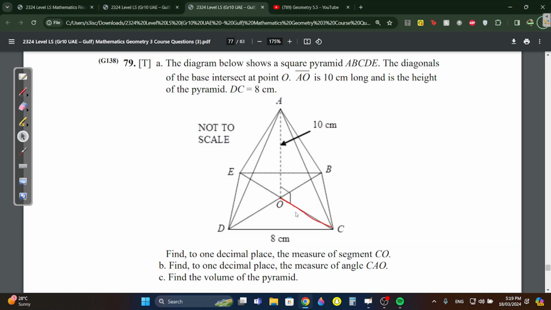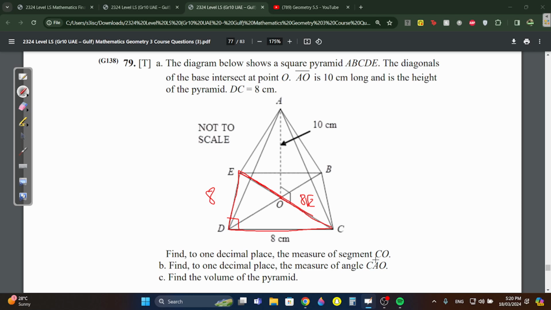So this segment CO is the red one, right? But it's part of a diagonal. When working with diagonals in a square, I like finding the whole diagonal, okay? And the whole diagonal in this case is CE. You have 8 here and 8 here. You can simply use Pythagoras theorem, and you're going to get that CE is 8 radical 2. If you do 8 squared plus 8 squared then radical, you're going to get CE is 8 radical 2.